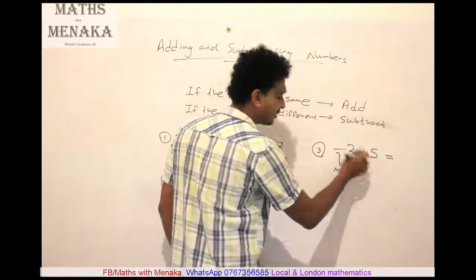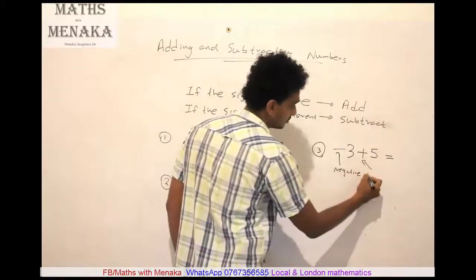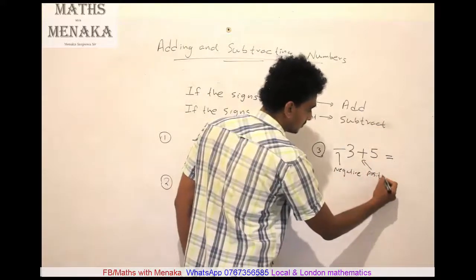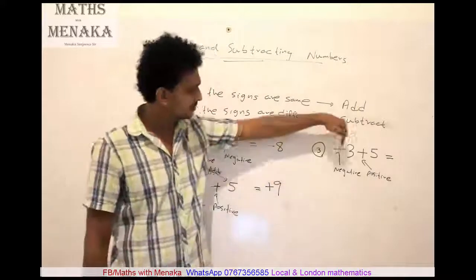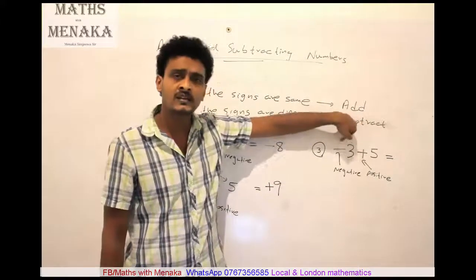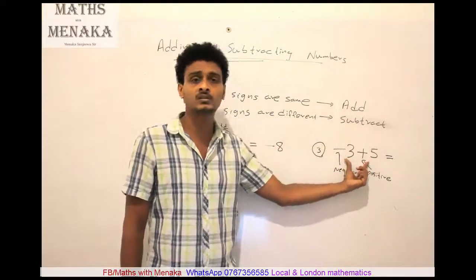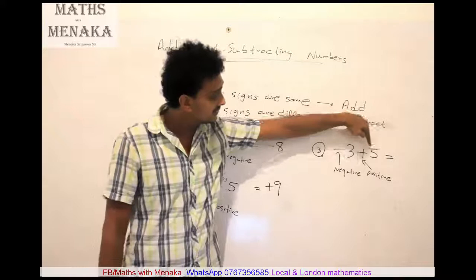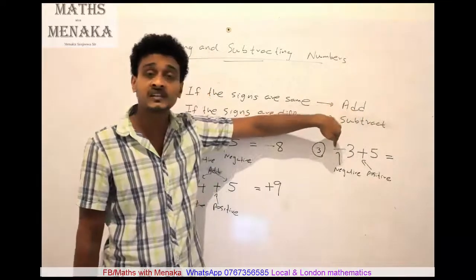This one, the sign of the 5 is positive. This is positive. Then, when you are making mistakes, when there is a sign between 3 and 5, they just add these two. That is completely wrong. You have to look at the sign. The sign of the 5 is positive. The sign of the 3 is negative.